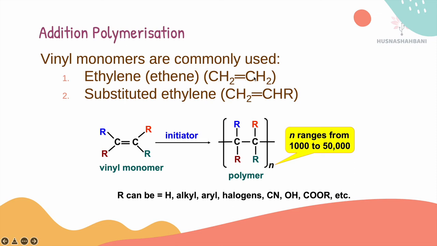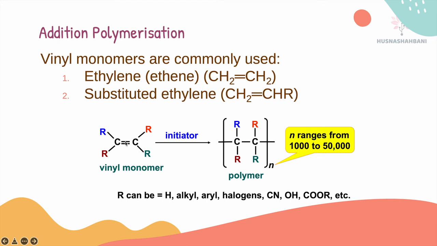Ethylene or ethene, C double bond C, and substituted ethylene, C double bond C with an R group. Ethene has no R group; substituted ethene has C double bond C with an R group. We use an initiator in addition polymerization. So addition polymerization involves monomers with multiple bonds, C double bond C here. R can be hydrogen, alkyl, aryl, halogen, nitrile, hydroxyl, COOR, etc. R can be any. It requires an initiator, and the product will be C single bond C.